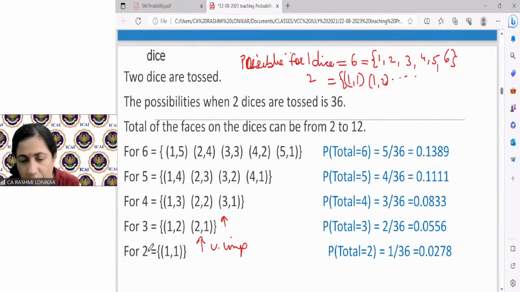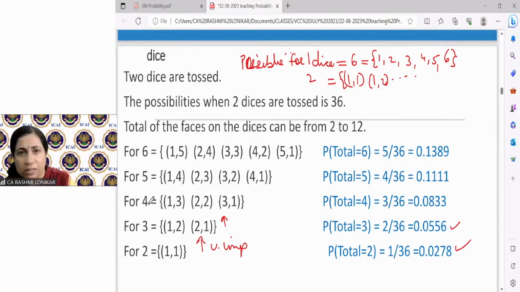So for 2, how many ways will there be? 1. So what is the probability of the addition being 2 on the dice? It will be 1 upon 36. Here I have written probability will be 1 upon 36. Then the probability of getting addition equal to 3: there are two possibilities, so 2 upon 36. And these are all the decimal numbers I've calculated. So when you're revising now, those numbers will stay in your head.